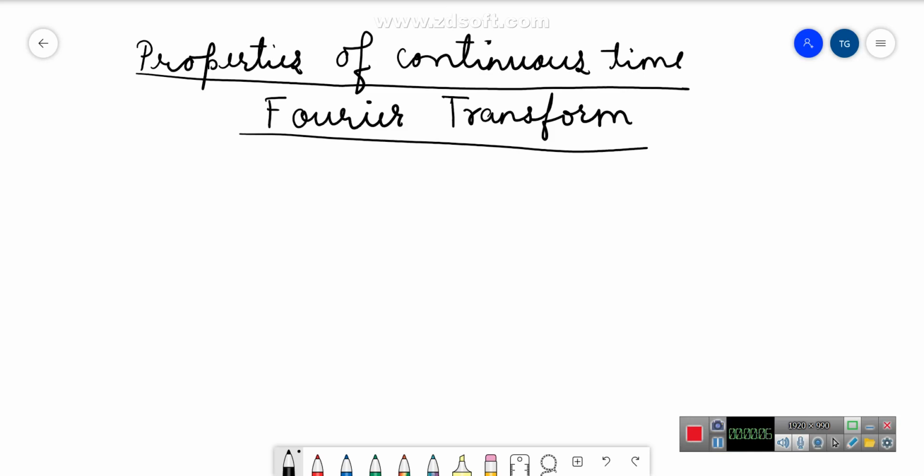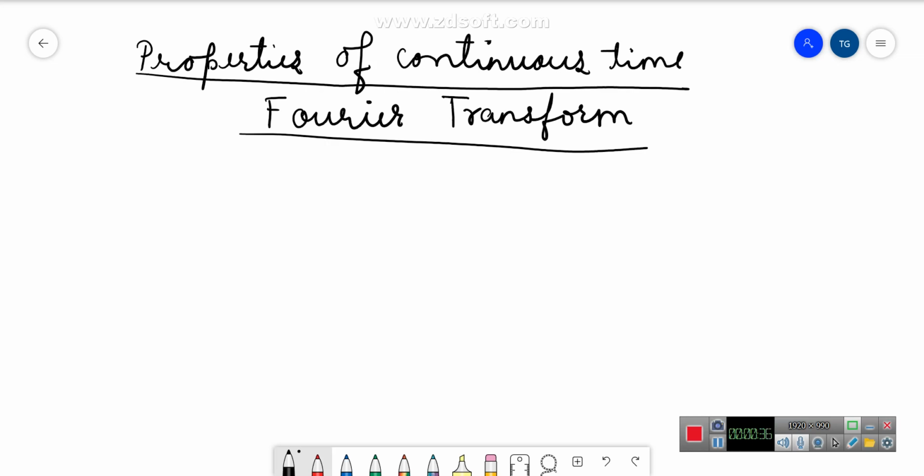In this video, we will see properties of the continuous time Fourier transform. The Fourier transform has a number of important properties, and these properties are very useful for deriving Fourier transform pairs as well as for deducing general frequency domain relationships. In this video, we will cover two properties: linearity and time shifting property.